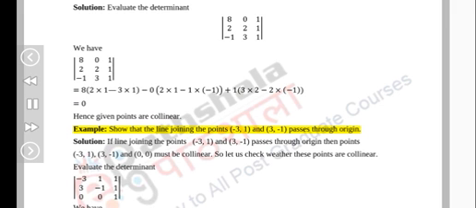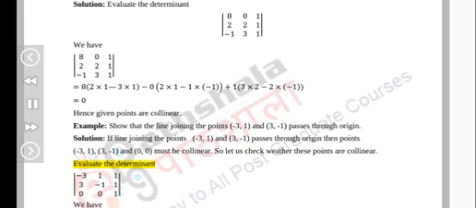Example: show that the line joining the points (-3, 1) and (3, -1) passes through the origin. Solution: if the line joining the points (-3, 1) and (3, -1) passes through the origin, then the points (-3, 1), (3, -1) and (0, 0) must be collinear. So let us check whether these points are collinear.